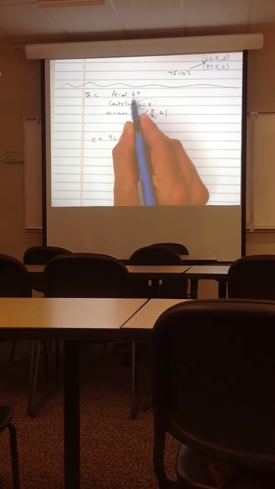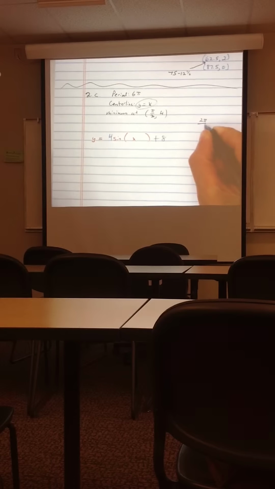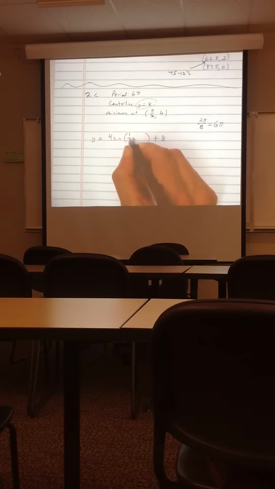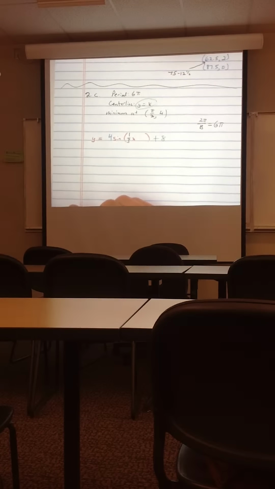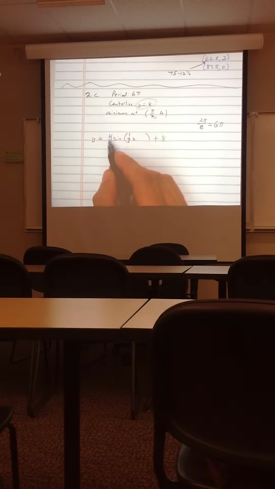Okay, the piece of information I like to use next is the period. Remember, 2 pi divided by b must equal the period. So you can solve that equation for b. It's 1/3. And the only thing we're missing then is c to decide what this is.